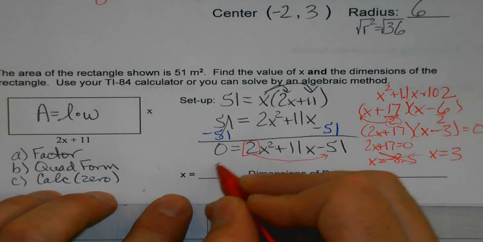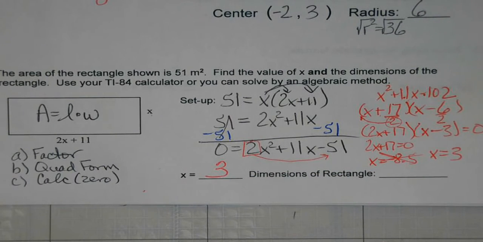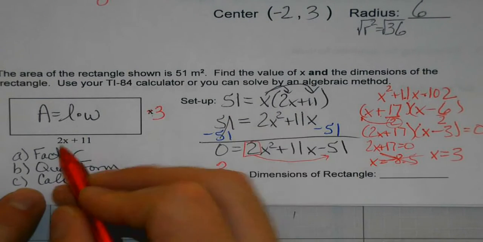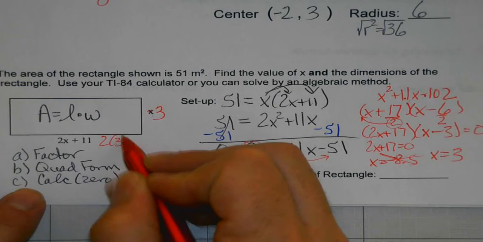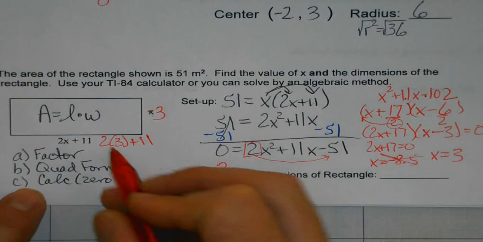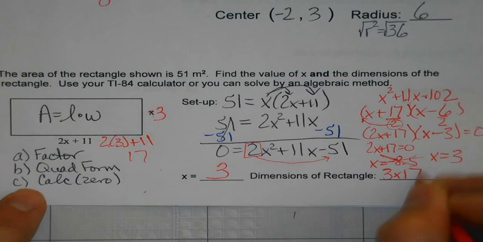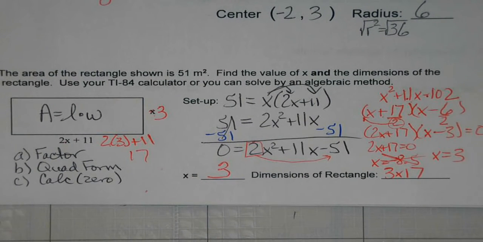No. So if x is 3, and then the dimensions are just literally plugging in the 3 where the x is at. 2 times 3 is 6, plus 11 is 17. So my dimensions would be 3 by 17. Okay, that would be my factoring route. If I went quadratic formula, whatever answer comes out positive when I do the quadratic formula would be my answer. And again, you'll have the quadratic formula literally written right on that part of the test. So if you needed that, you could use it.